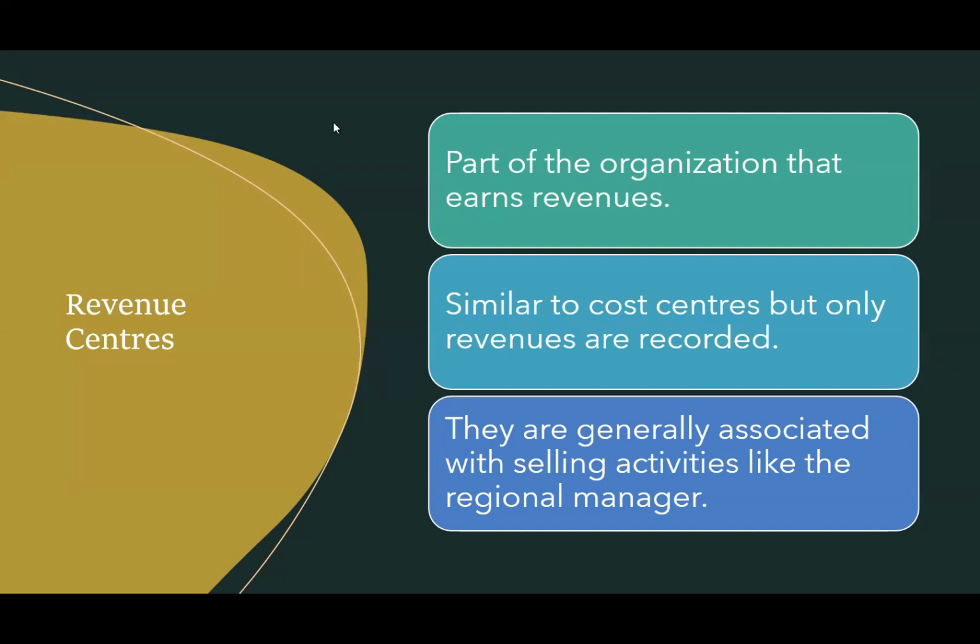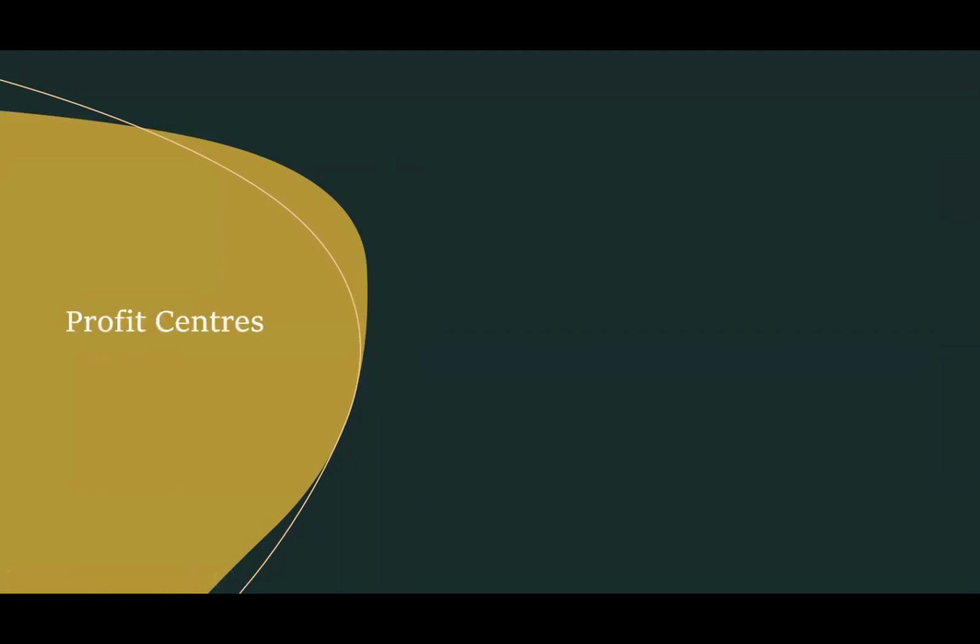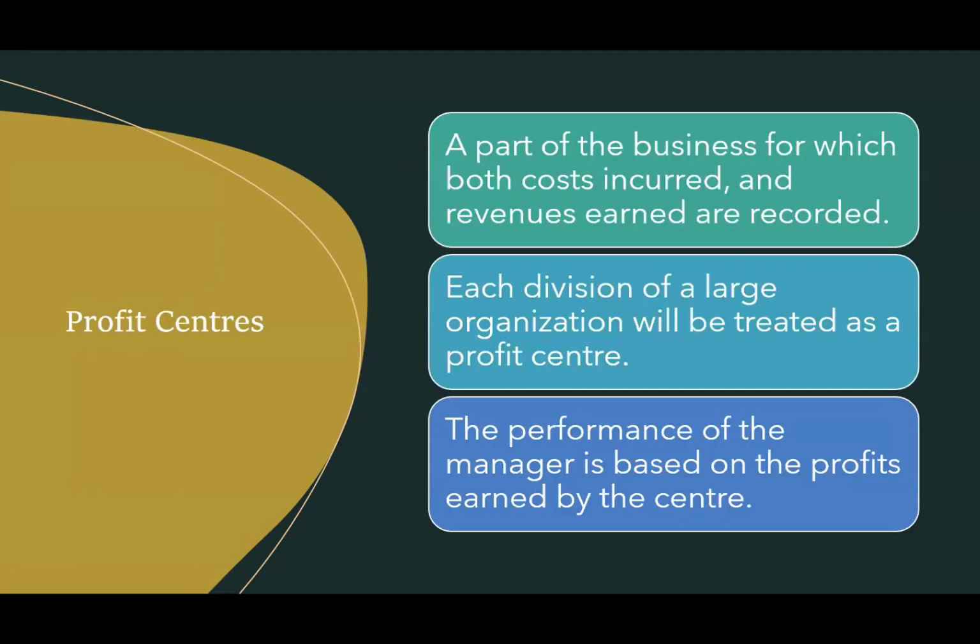Then you have your profit centers, which are a part of the business for which both the cost and the revenues are recorded. If you have a large organization, every division of that large organization will become a profit center, because for every division there will be costs recorded and revenues earned by the division. In that case, the manager's performance is based on how much profit that specific division has earned. So divisions can be considered profit centers for the organization.